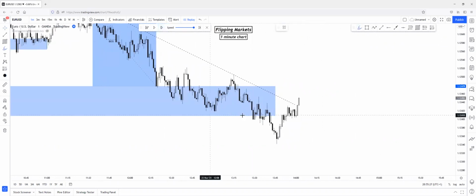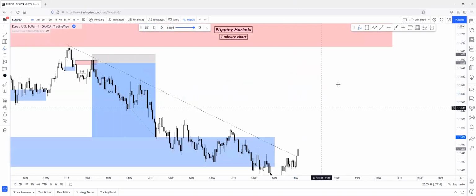Price built up more liquidity, as you can see. Here's, I don't know which tap this was, maybe the 5th tap. So price tapped the trend line for the 5th time. More sellers entered here. More orders have been opened here. So price has to collect all of this liquidity from above this line.